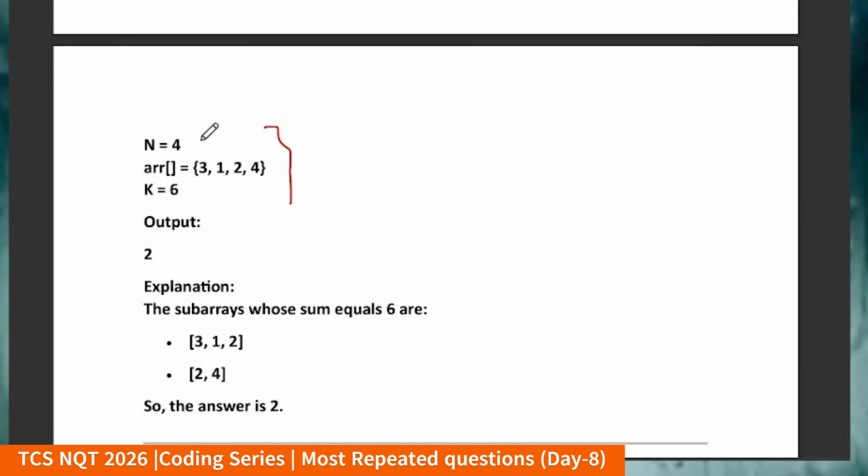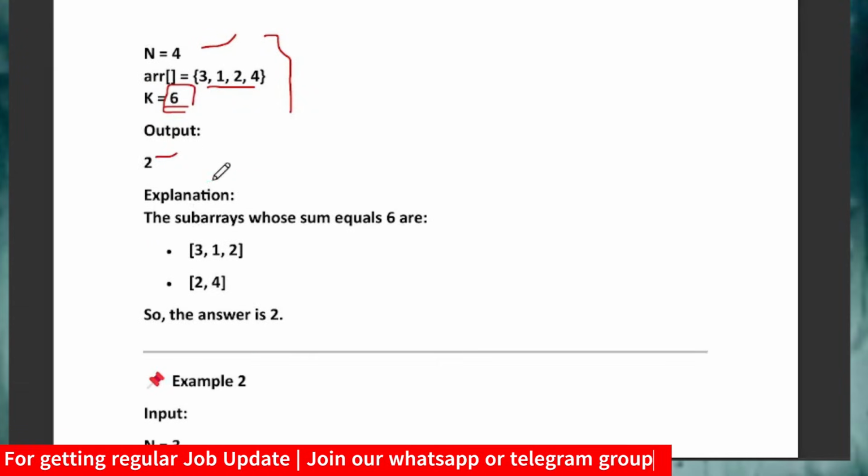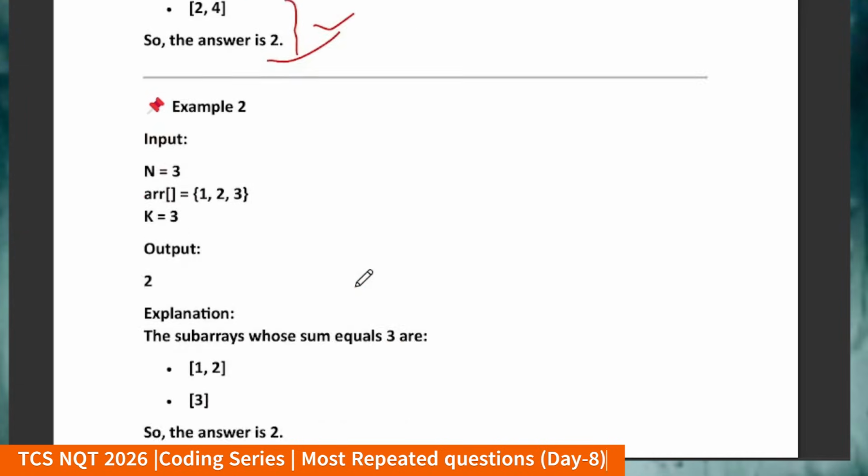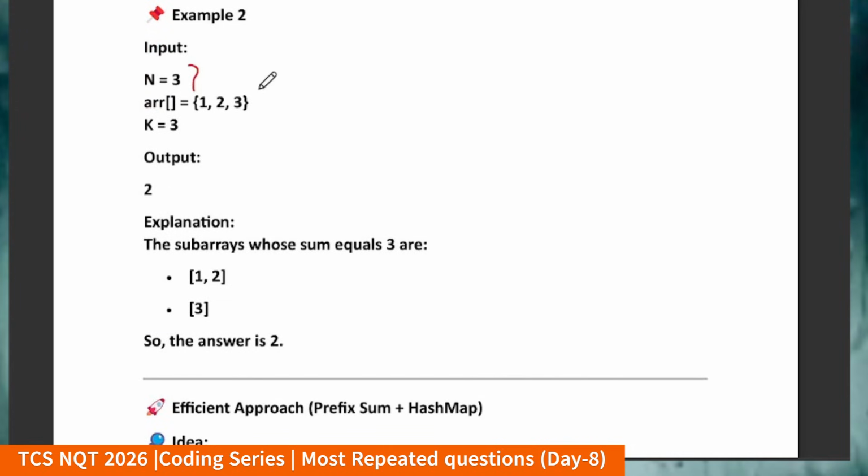So n equals 4, and the array is 3 1 2 4. k equals 6 means you have to get the sum k equal to 6. So the output will be 2. Why? The subarrays whose sum equals 6 are 3 1 2, which is 6, and also 4 2, which is 6. So the total number of subarrays with sum equal to k is 2. Same thing: n equals 3, the array is 1 2 3, and suppose the target value is 3. How many are possible? There are two combinations: 1 2 is a subarray and 3 is also a subarray. So the answer again will be 2.